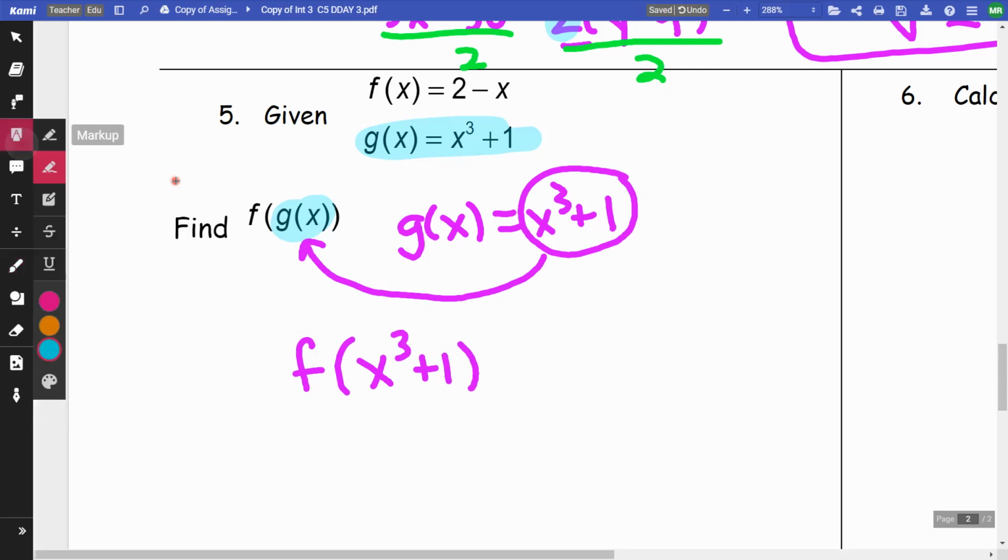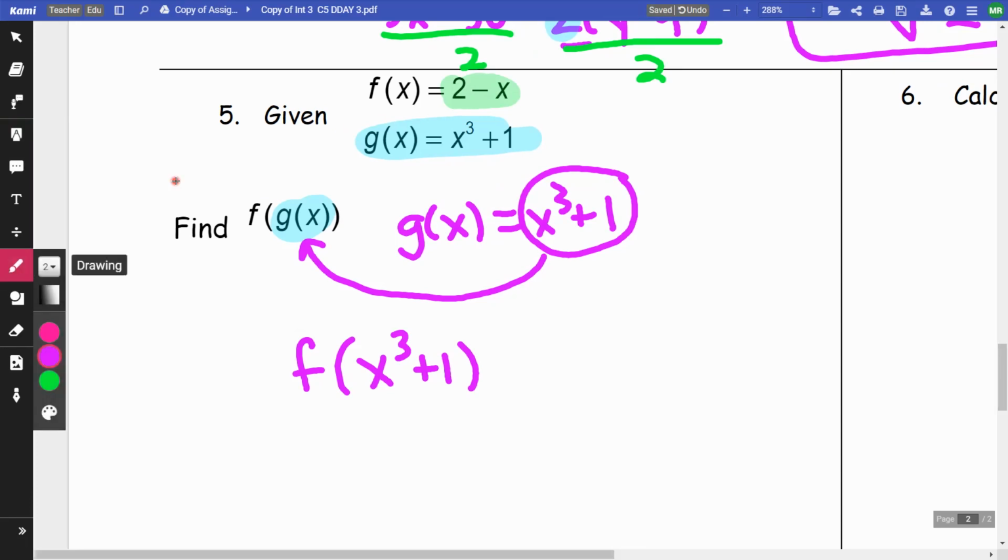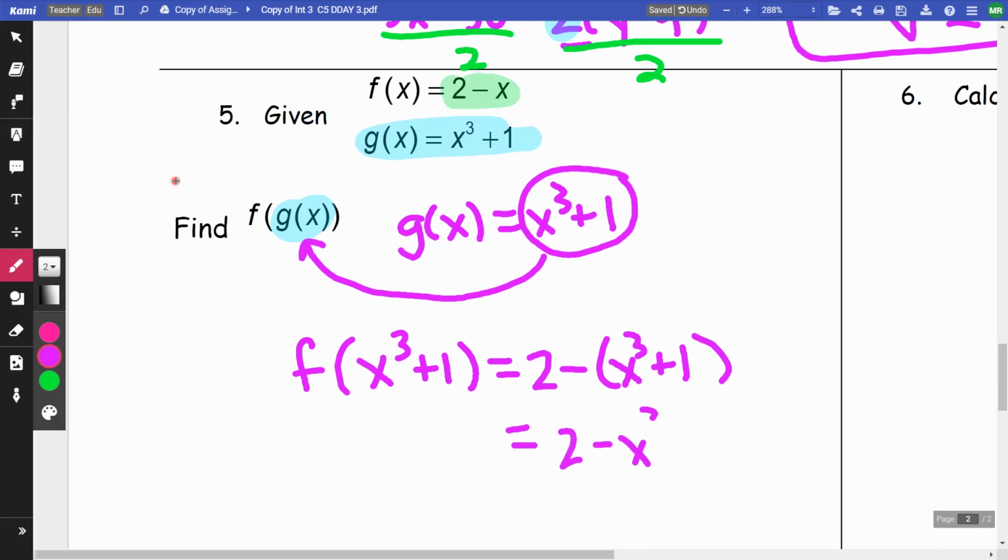And then my f, this is my equation for f. So I am going to have 2 minus my x, and my x is this x cubed plus 1. So I have 2 minus (x cubed plus 1), which is 1 minus x cubed. And that's our answer.